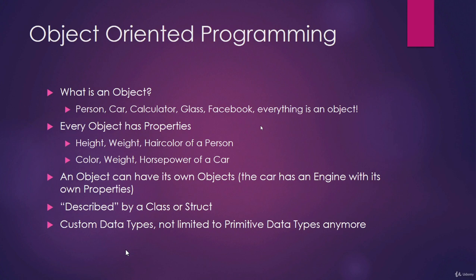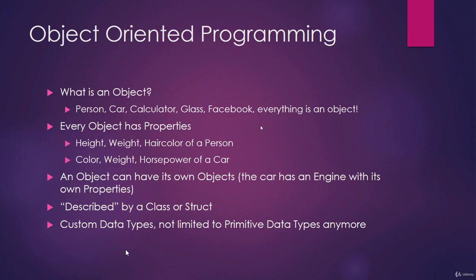So at this point you may ask yourself, what are the properties? The properties are the variables that describe a given object. For example, a person has a height, weight, hair color. These are some of the properties that can define a given person. The objects can have their own objects within them. For example, the car has an engine. The engine has its own properties.